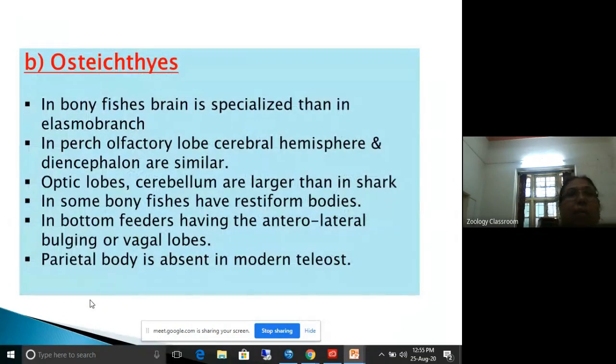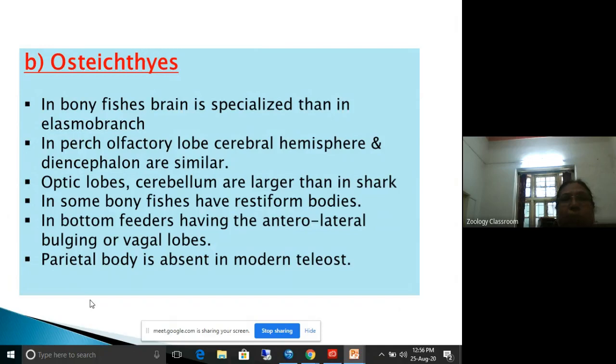Elasmobranch is one order. The next order is the osteichthyes, or bony fish. In bony fish, the brain is more specialized than in elasmobranch or dogfish. In perch, which is a fish, the olfactory lobe, cerebral hemisphere, and diencephalon are similar. Optic lobes and cerebellum are larger than in shark or dogfish.